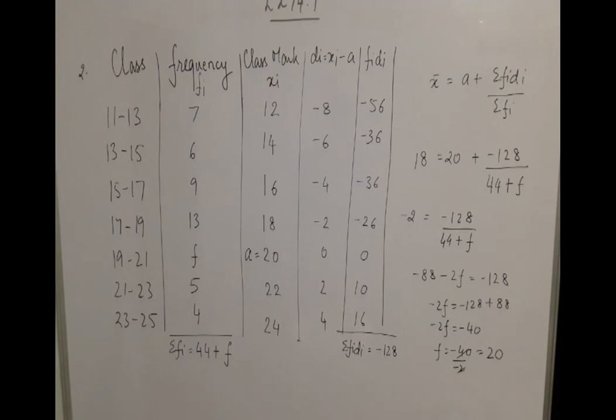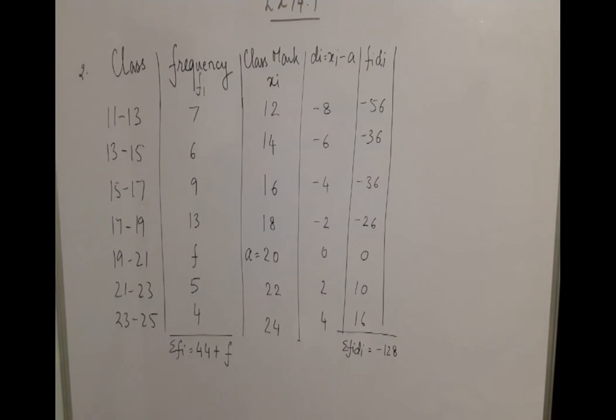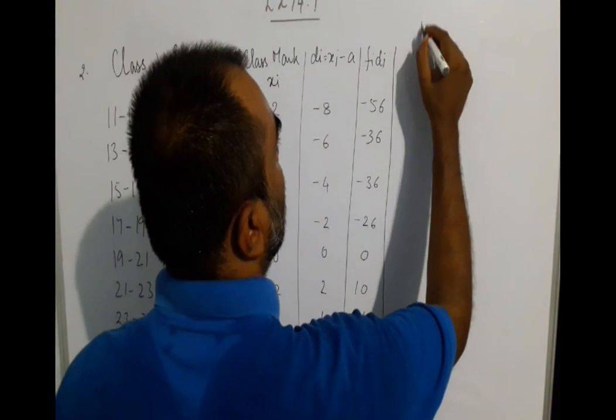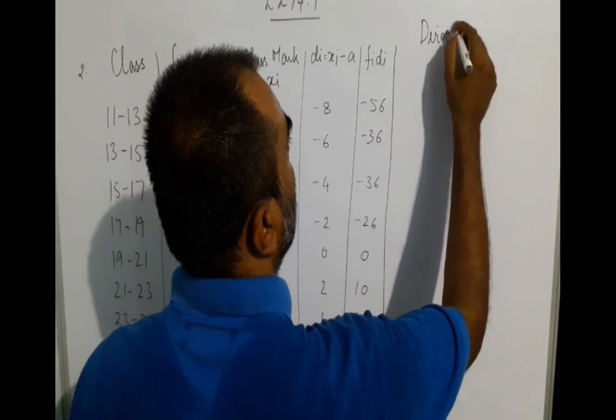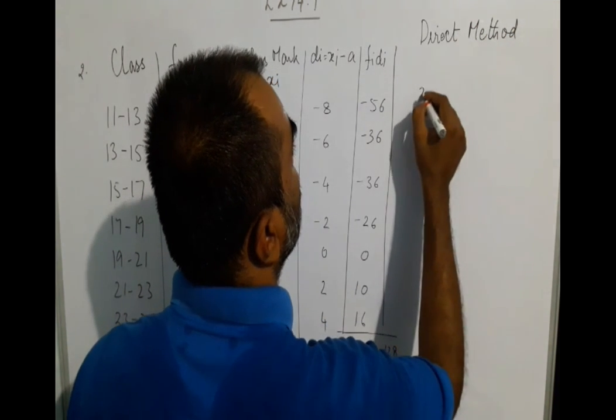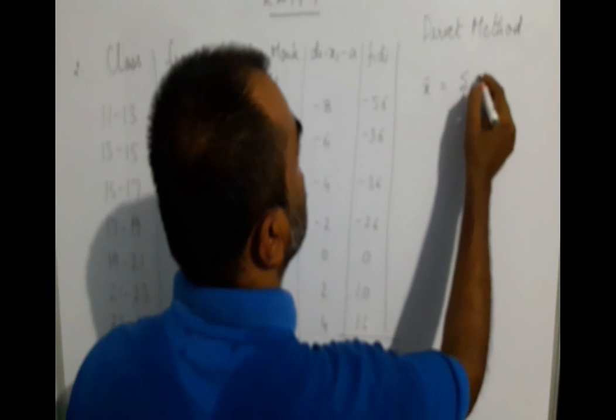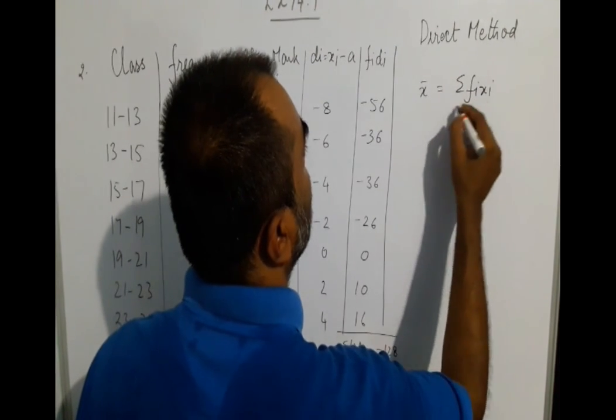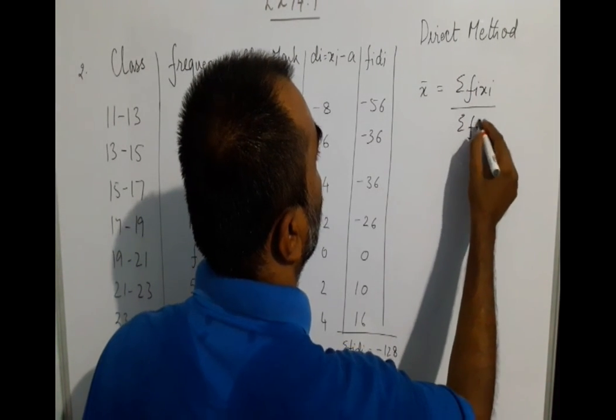I hope with this revision you are still able to remember now. Okay, the names also and the formula also. Should we revise one more time? Let us recall one more time the names. First was the direct method. What is the formula for the direct method? X bar equal to sigma Fi xi upon sigma Fi.